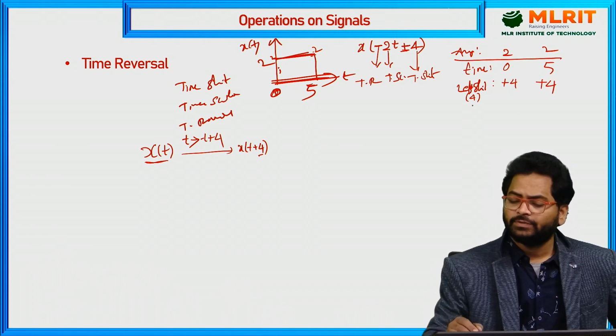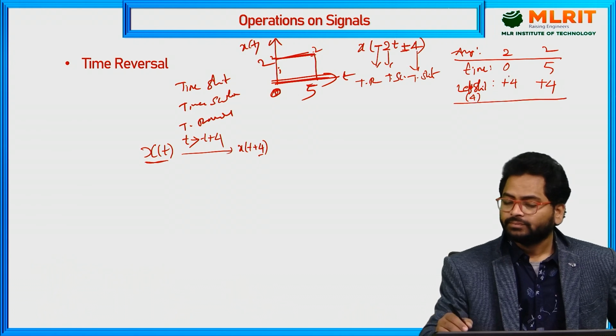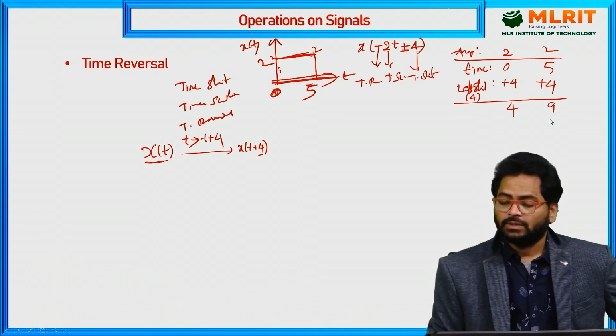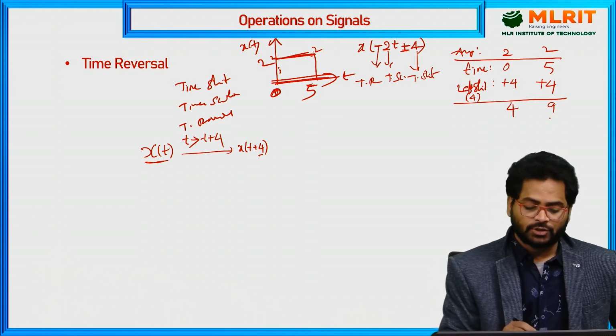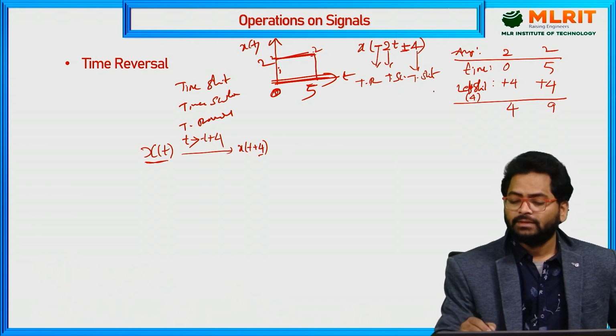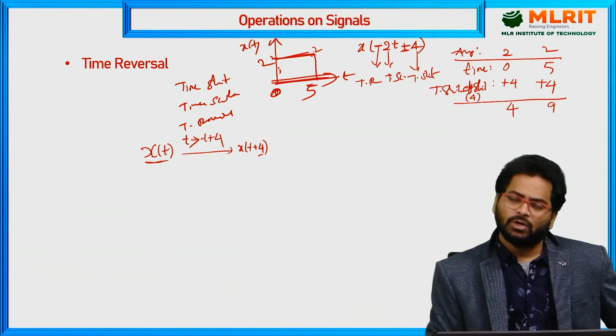For the next one, what is the result? 0 plus 4 is 4, and 5 plus 4 is 9. This is about the first operation. The time shift is completed. Next we can do the reversal or the time scaling. It's not a big deal at all.